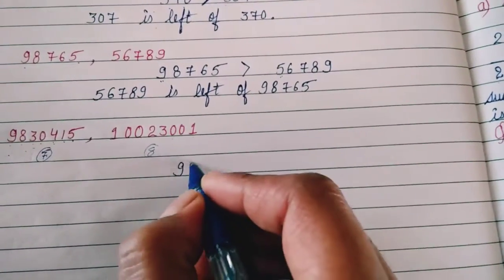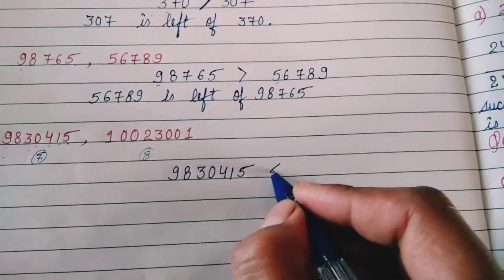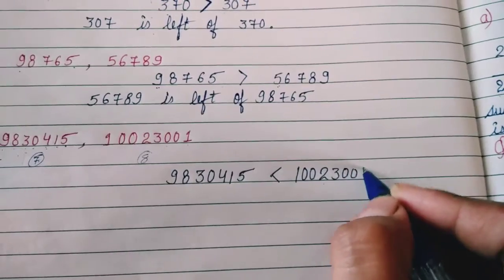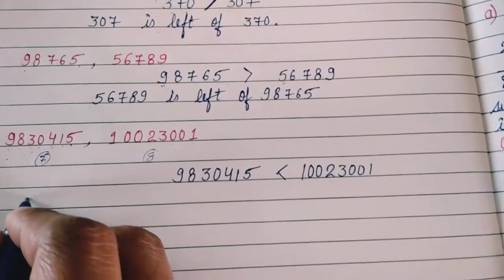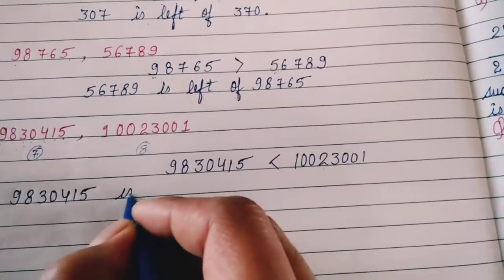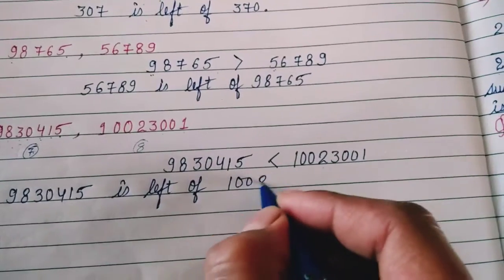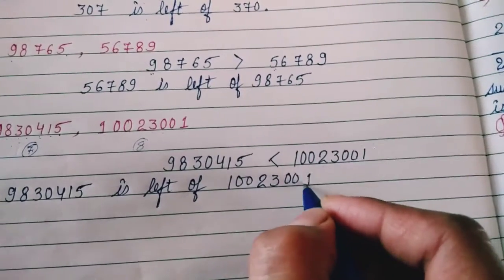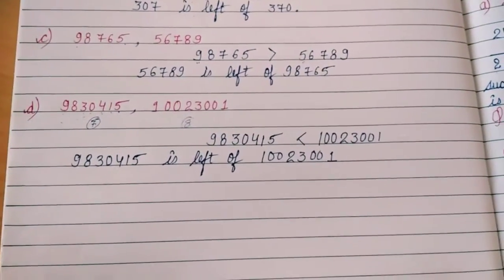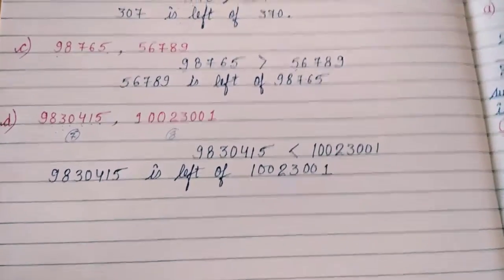It means 9830417 is less than 100230001. So simply we will write 9830417 is left of 100230001 on the number line. So here we completed question number 7 of exercise 2.1.